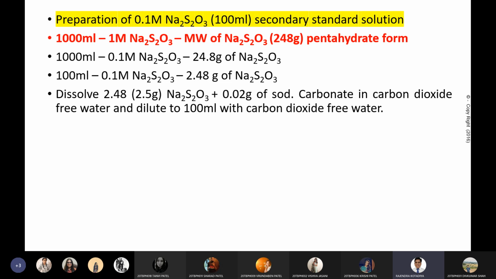Okay, so in the same way, just like NaOH, here also a reaction occurs, and it results in some reduction in the strength of sodium thiosulphate solution. That is why carbon dioxide free water along with sodium carbonate is needed for its preparation as a secondary standard solution. So that is the first part.